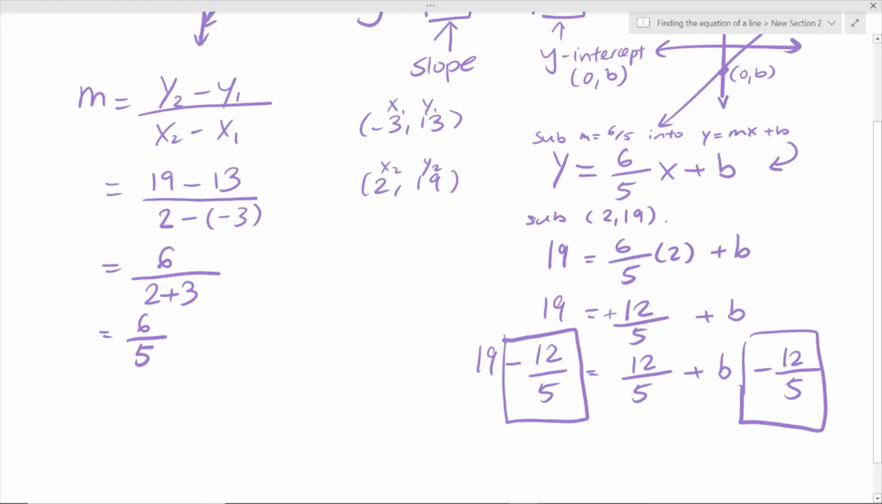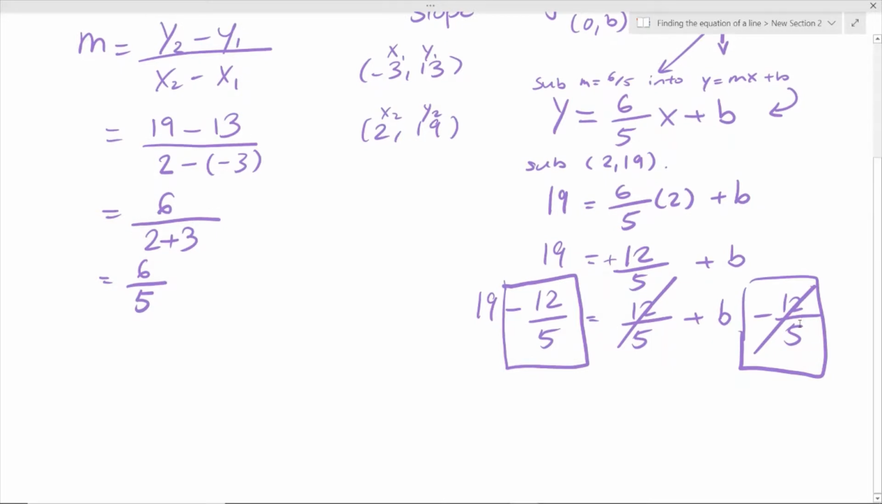Now, once we do that, we can see this 12 over 5 and this negative 12 over 5 cancel out because this is positive, this is negative, so if you take away what you have already, you're going to get 0, right? The same value being canceled out. And here we are going to have 19 minus 12 over 5 equals b. 19 minus 12 over 5.